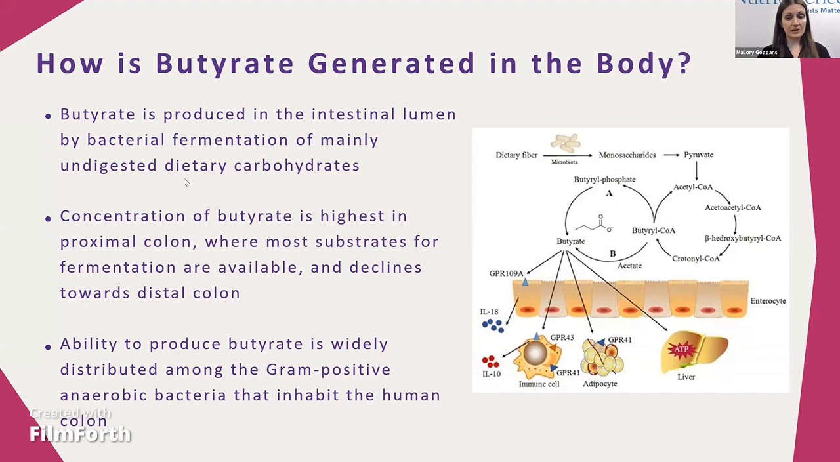There are many bacteria types in particular that are of interest that produce butyrate, although the ability to produce butyrate is actually widely distributed among many types of bacteria. So we do have information on specific types of bacteria, although there are more than just those few specific types that can produce butyrate in the gut.